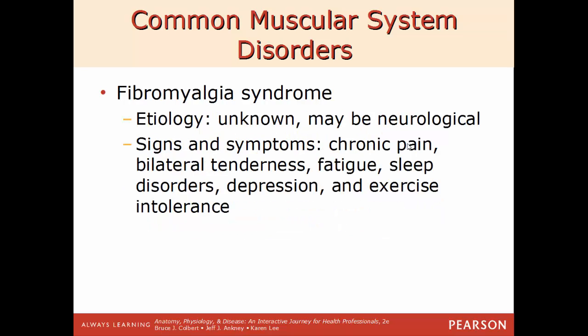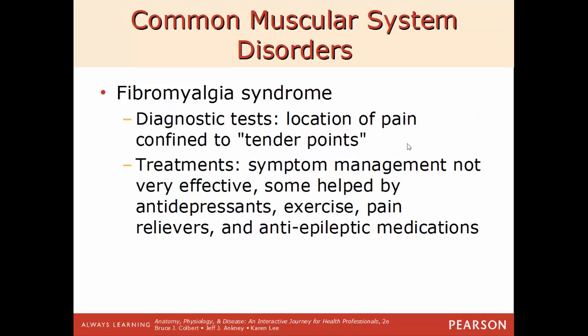Fibromyalgia syndrome, unknown etiology, could be neurological, but we just don't know for certain at this point. Some common signs: chronic pain, bilateral tenderness, fatigue, sleep disorders, anxiety, depression, exercise intolerance. Some diagnostic tests: having location of pain that's confined to 11 of the 18 tender points that are used for fibromyalgia.